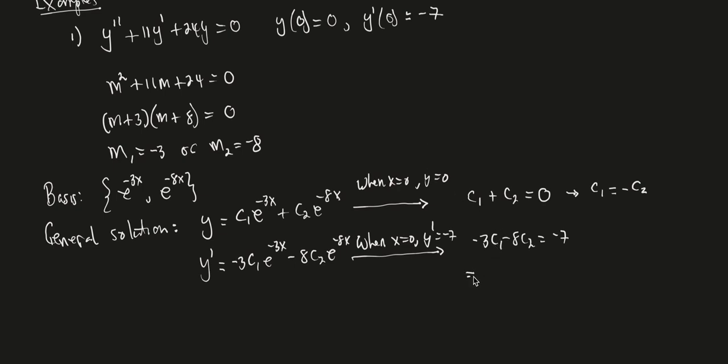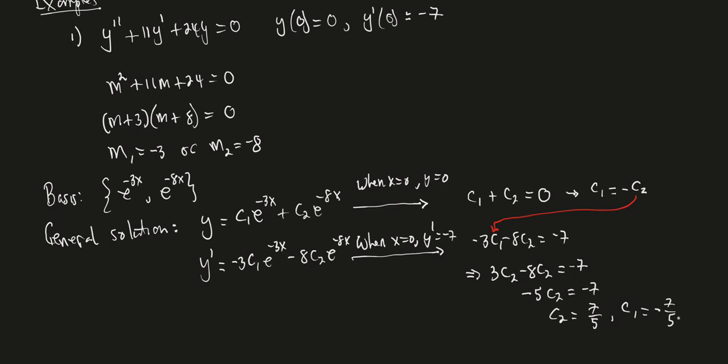So if I substitute, so basically I am plugging this in right here, and then that gives me a positive 3c2 minus 8c2 is equal to negative 7. So then negative 5c2 is equal to negative 7. So c2 has to be 7/5. And then if c2 is 7/5, then c1 is simply the negative of 7/5. So c1 is negative 7/5, right?